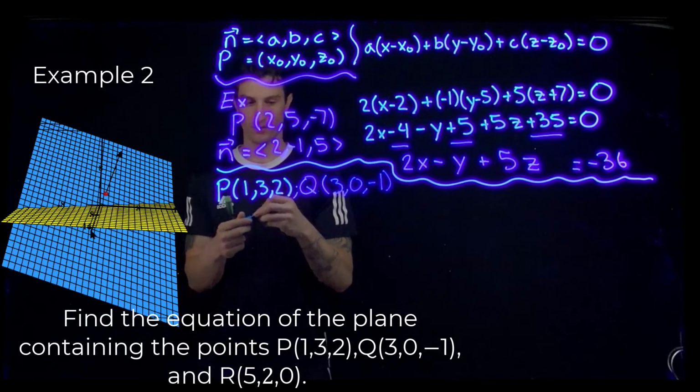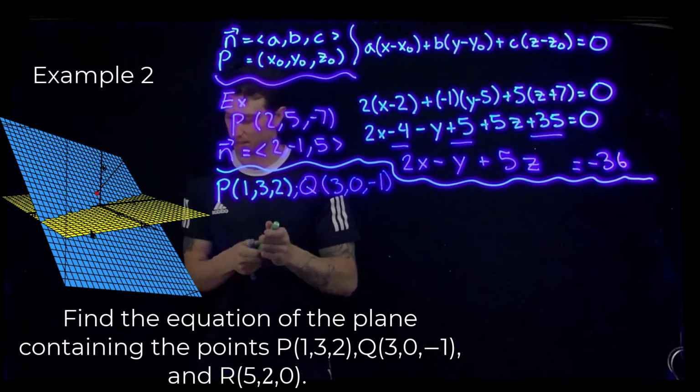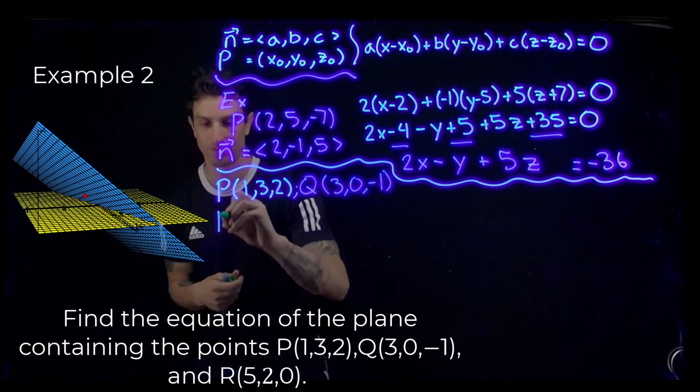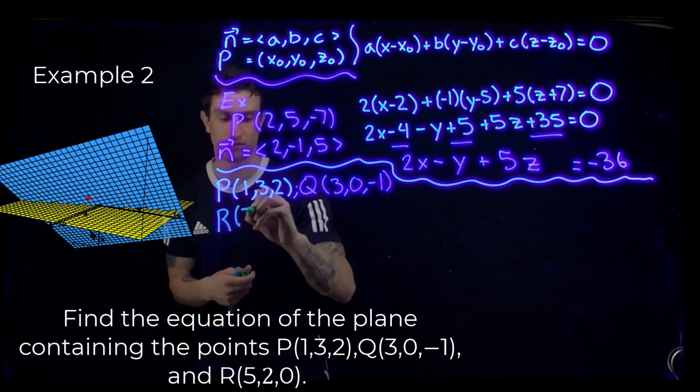And we'll put R right below just to utilize our space. R is going to be 5, 2, 0. Perfect.